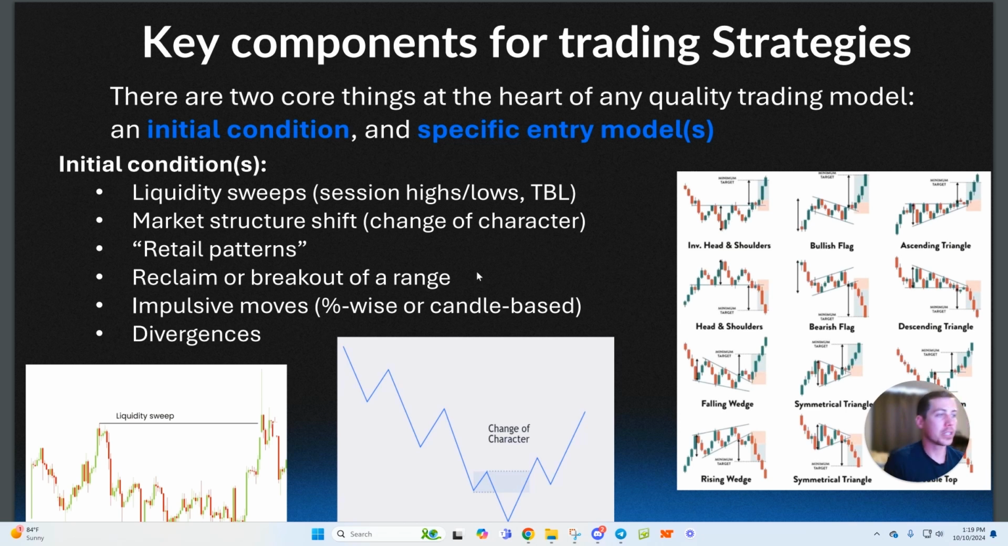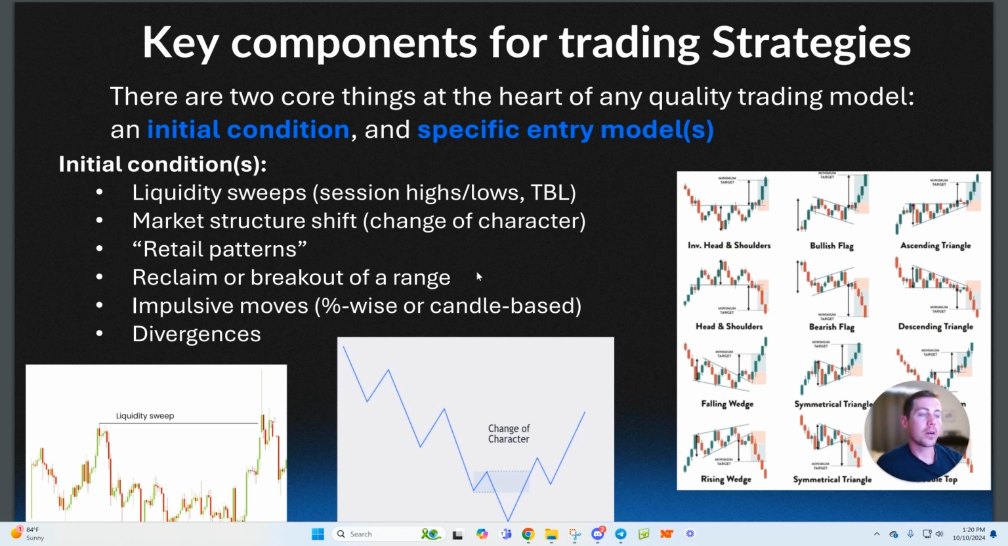And then divergences are also another one, whether that's price divergences, with price making higher highs and the RSI or something making lower highs, or SMT divergence, which is an ICT concept. Divergences are also a common initial condition that you'll see.